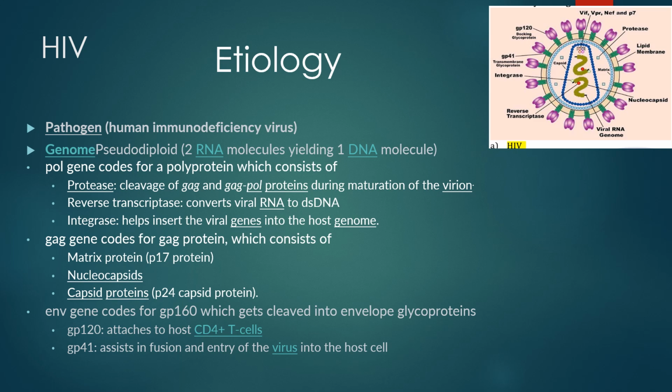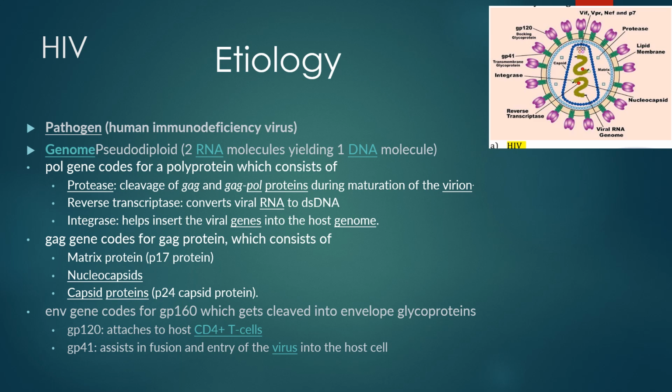The Pol gene codes for a polyprotein, which consists of protease, reverse transcriptase, and integrase. These are very important. So the Pol gene synthesizes protease, reverse transcriptase, and integrase. Then the Gag gene codes for the matrix protein P17, the nucleocapsid, and the capsid protein P24.